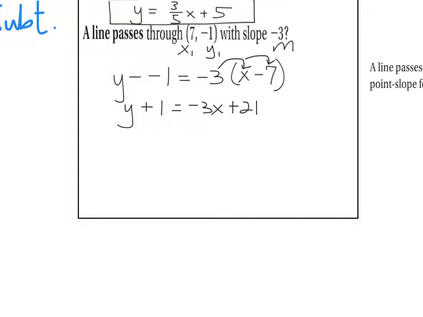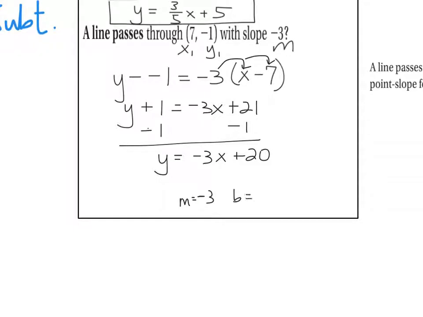Once I've gotten that, now I've got to add or subtract. In this case, I'm going to subtract because I want to get y by itself, so I'm going to subtract 1 from each side. And now y is going to equal -3x plus 20, where my slope is -3 and my y-intercept is 20. Now you should be able to complete the first few problems here on Class Cake using a slope and a point.